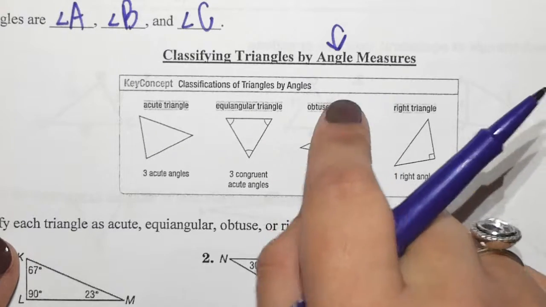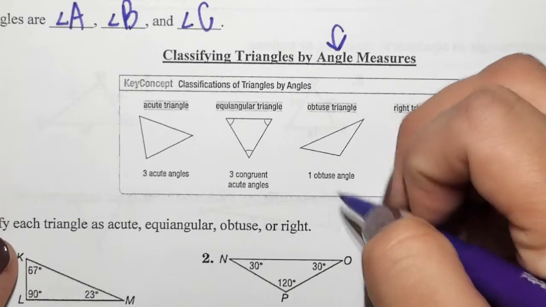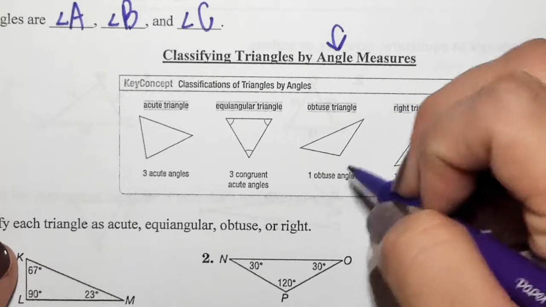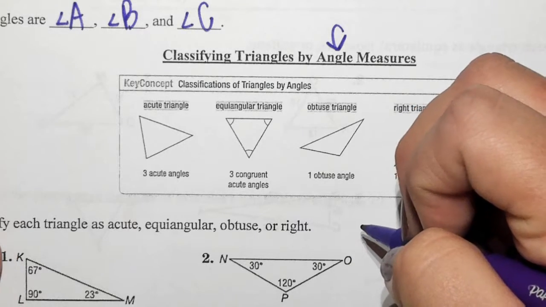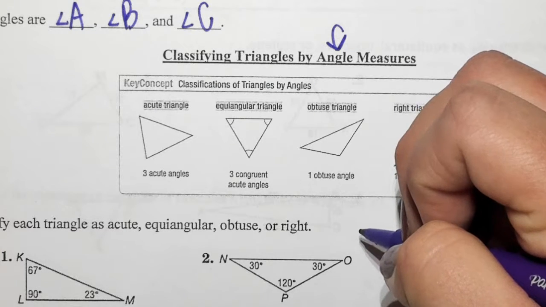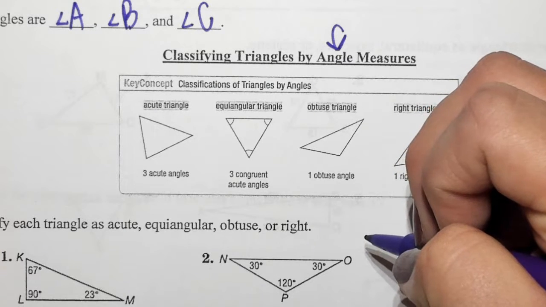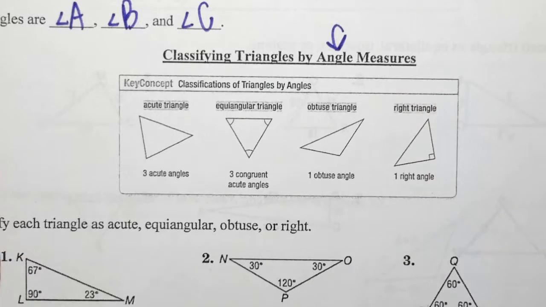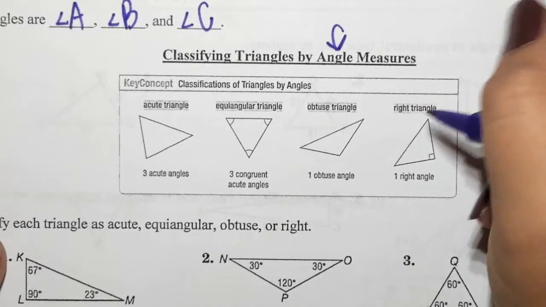Then we have obtuse. There's only one obtuse angle to make obtuse. Does that make sense as to why? What's an obtuse angle? Greater than 90. Well, if we have two angles that are greater than 90, is it a triangle? No. So you can only have one obtuse angle, and then you have one right triangle.